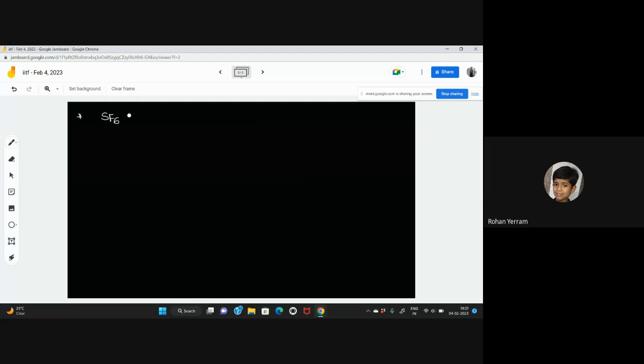Sir, done, sir. Tell me. sp3d2, sir. The shape is octahedral. Very good. Sulfur is the central atom. Sulfur valence electrons, how many? 6. 1, 2, 3, 4, 5, 6.